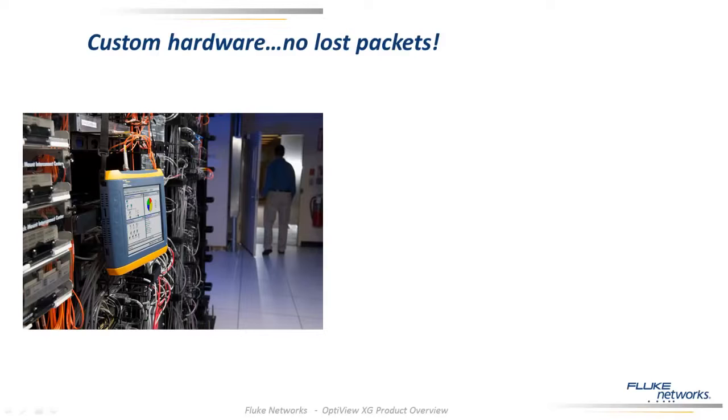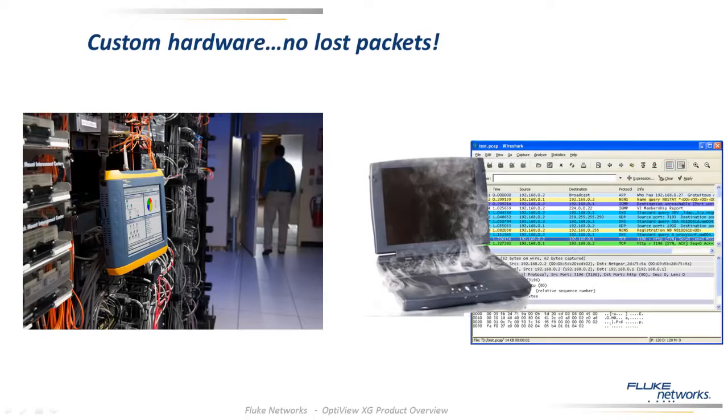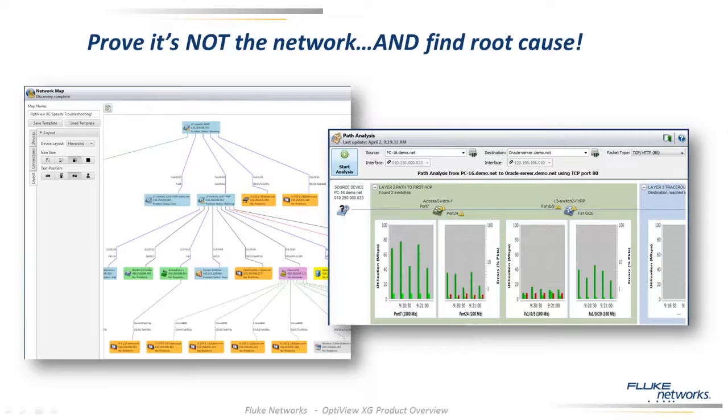The OptiView XG features custom hardware for line rate packet capture and performance testing, which is better than using Wireshark or iPerf on off-the-shelf laptops, which can only handle a fraction of the traffic on typical network links. Instant network mapping and path analysis for both wired and wireless networks either immediately proves it's not the network or shows where the engineer needs to go for the next troubleshooting step.